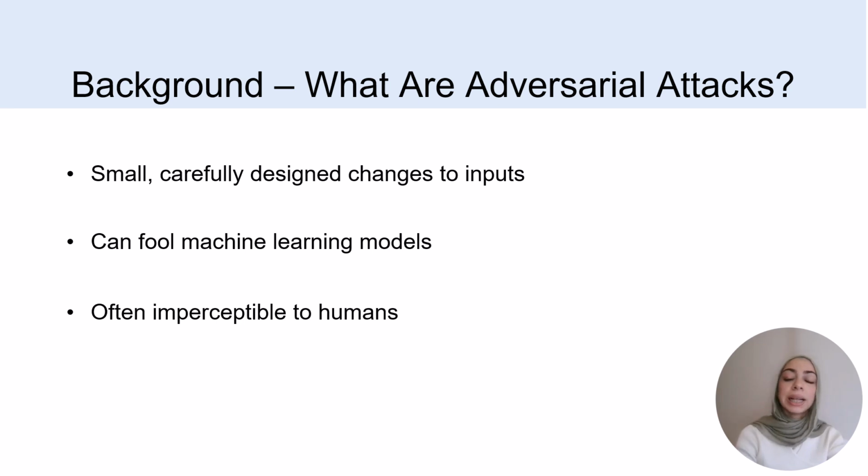What are adversarial attacks? Before we get into the specifics of Square Attack, let's go over some background. Adversarial attacks are small intentional changes made to input data, like images, designed to fool machine learning models. These changes are usually so small that a human wouldn't notice them, but they can completely throw off the model's prediction. Understanding this concept is key to seeing why attacks like Square Attack matter.